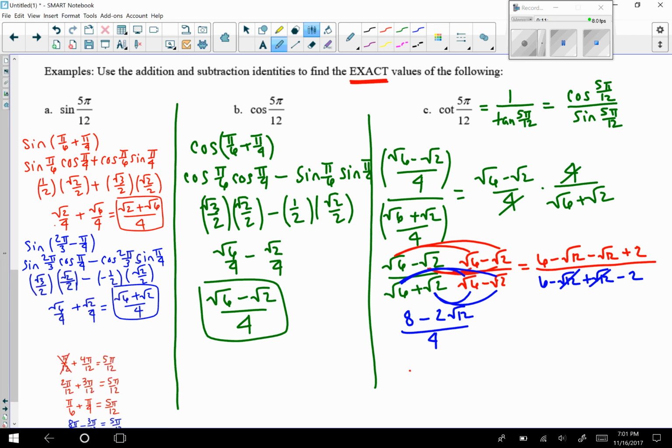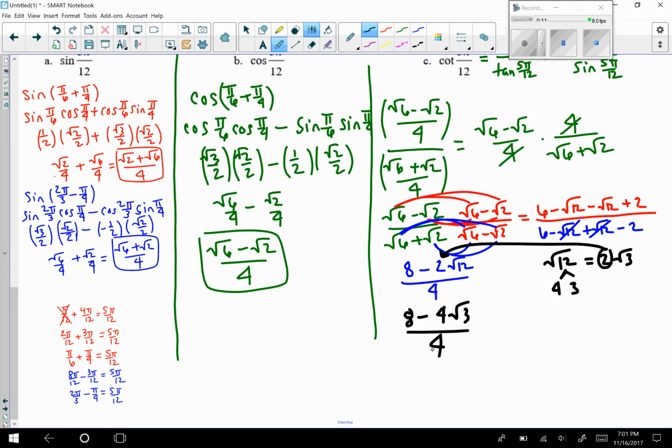And then, of course, now I need to go ahead and reduce that radical. So if we have the square root of 12, remember that breaks down into 4 times 3, which is really equal to 2 root 3. So that 2 here is going to be multiplied by this 2 here. So we have 8 minus 4 root 3 over 4. And then, of course, we can still simplify this because 8 over 4 and 4 over 4 reduce. So we have 8 over 4 minus 4 root 3 over 4. So this becomes 2 minus the square root of 3. And so this would be our answer for the cotangent of 5 pi over 12.